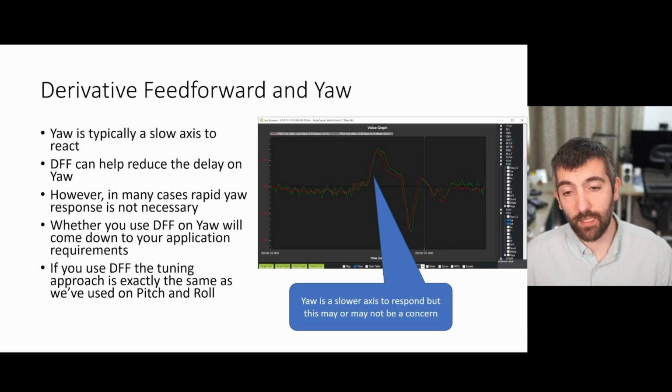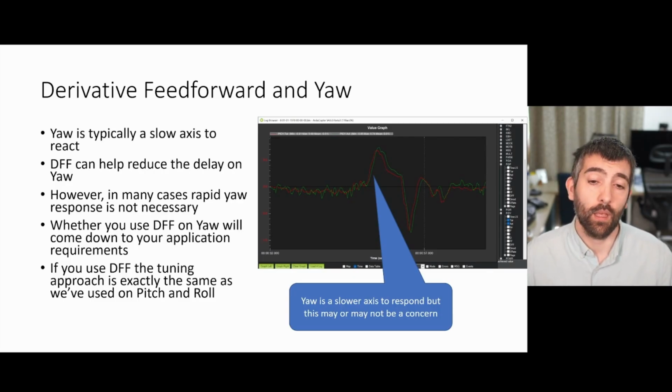If you do, this is going to come down to the particular drone that you're tuning and the application that you're targeting. If you use derivative feed forward, the tuning approach is exactly the same as what I've described for using on pitch and roll. You're going to be using the ATC rate yaw DFF term, which you can find in Mission Planner full parameter list, to adjust the derivative feed forward on yaw. You may also need to introduce target filtering on yaw if you don't already have target filtering enabled, again to control noise on the derivative feed forward signal. Again, target a signal to noise ratio of 10 or better. And overall, that should be the same process as you've used on pitch and roll to get the yaw axis tuned up with derivative feed forward.